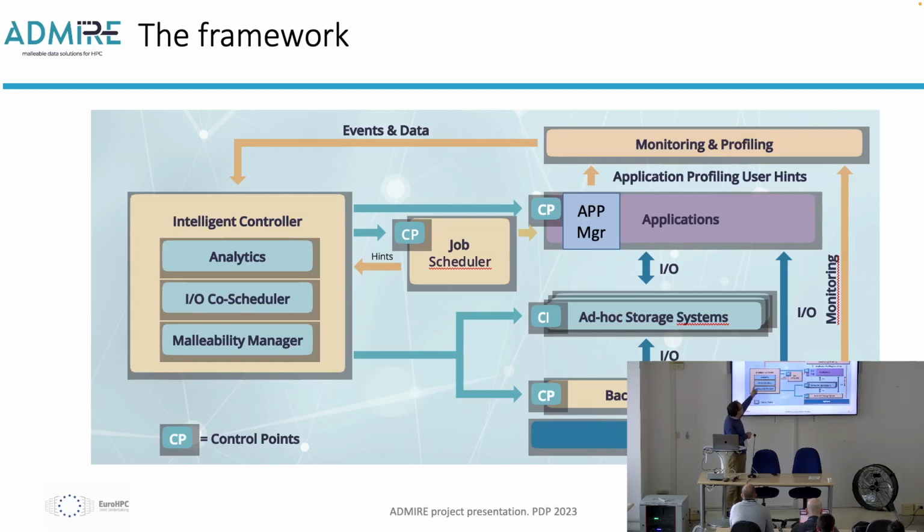As you may see, we have the intelligent controller with one I/O co-scheduler and malleability manager, taking decisions to make malleability for CPU and I/O. And we have this module to make analytics of the monitoring data and running the performance models. We are interacting with the job scheduler, in this case Slurm, but it could be another, okay? We have Slurm in the project, and I think it's the major one in any supercomputer. And we have the ad hoc storage system and the backend storage system.